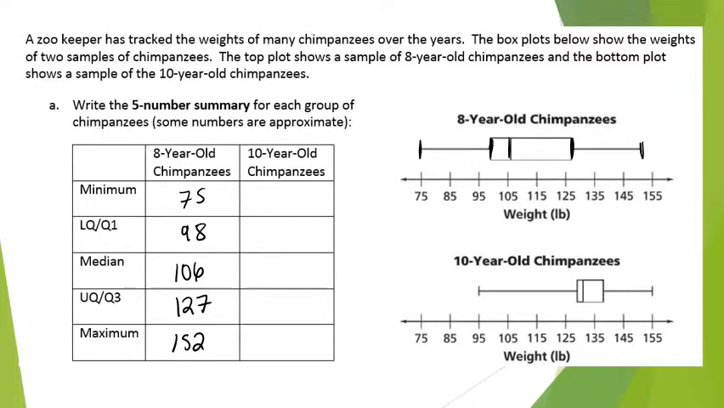10-year-old chimpanzees, the minimum is 95. Lower quartile looks like it's around, let's say, maybe 128. The median is almost halfway, so I'm going to say around 130. The upper quartile, or Q3, is higher than 135. Let's say 138. And lastly, the maximum looks like it's 155.